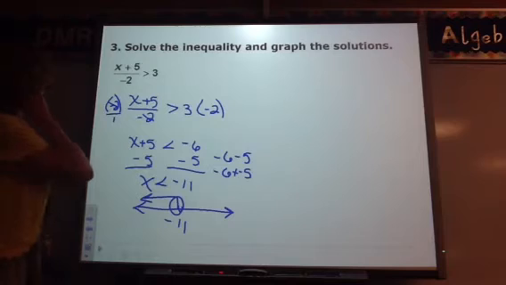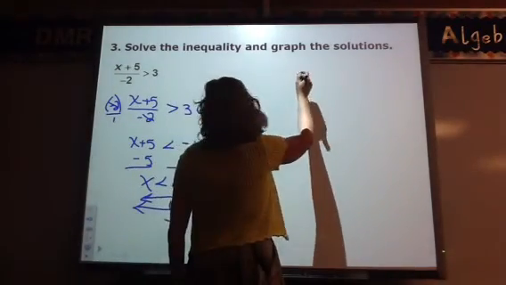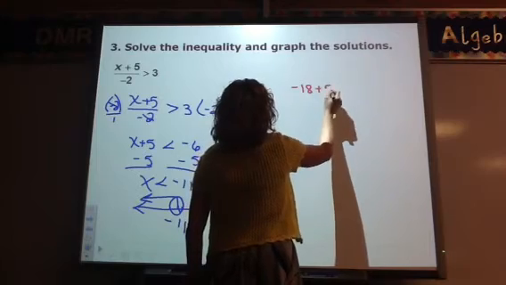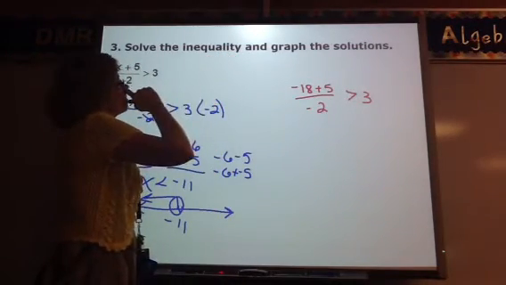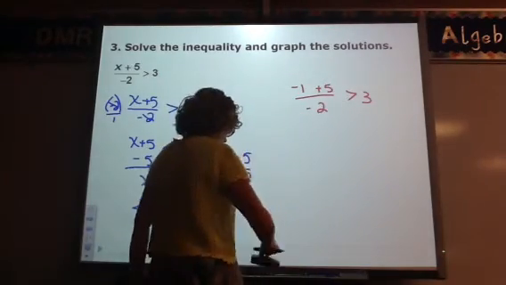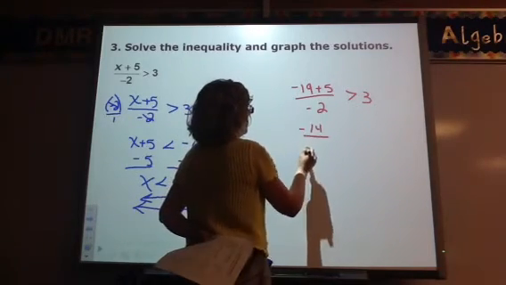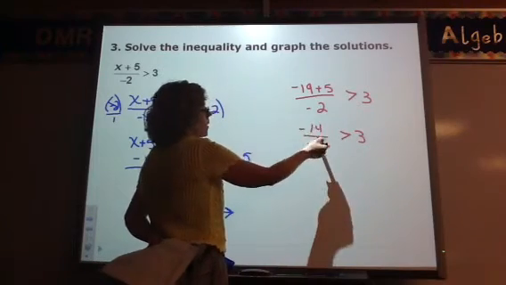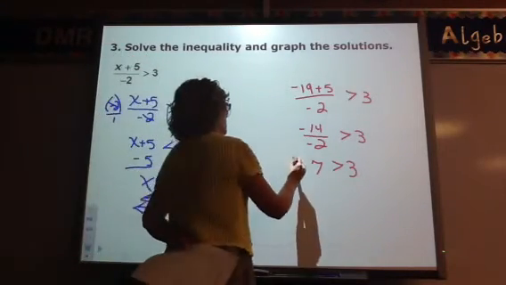All right, so let's check one. Let's see here. Trying to get a number that's going to be even. Let's do negative 18. That's less than negative 11. Okay, so if we substitute negative 18 in for x, oh, that's not going to work. Let's change that to negative 19. Okay, so negative 19 plus 5 is going to give me a negative 14. Negative 14 divided by negative 2 is going to give me a positive 7. Is that a true statement? Is 7 greater than 3? Yes, so I know I'm correct.